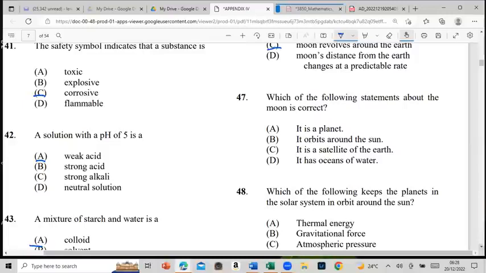Which of the following statements about the moon is correct? A. It's a planet. B. It's in orbit around the sun. C. It's a satellite of the Earth. D. It has oceans of water.